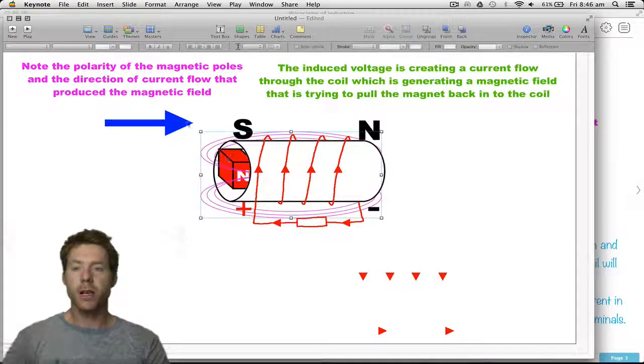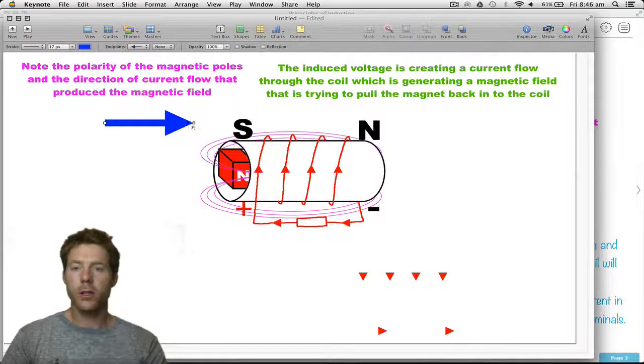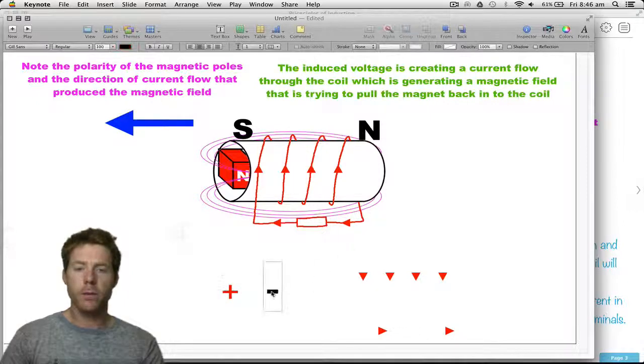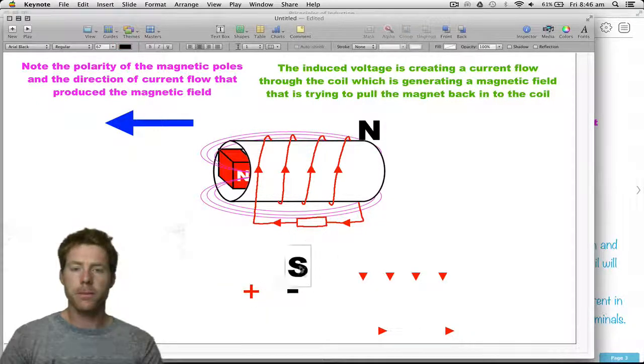Let's start with this inside. Let's rotate this around to show that we're going to go in the opposite direction. And let's get rid of all these. What is that going to do with our circuit?